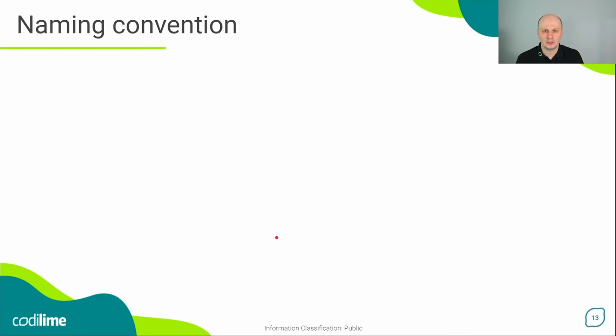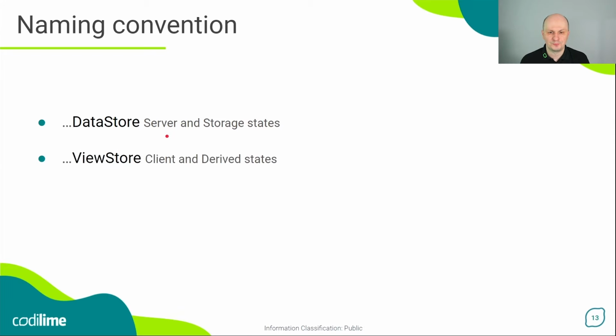So the first thing is a naming convention. I would suggest adding suffixes to the names of the stores and files, which tell you what is inside before you go deeper. So the data store is a store which keeps server or local storage state inside. For the server data, it should store just the raw data that came from the backend without any other transformation.